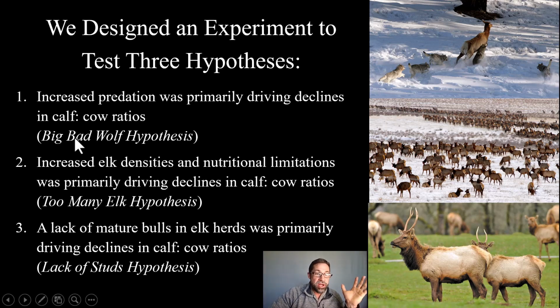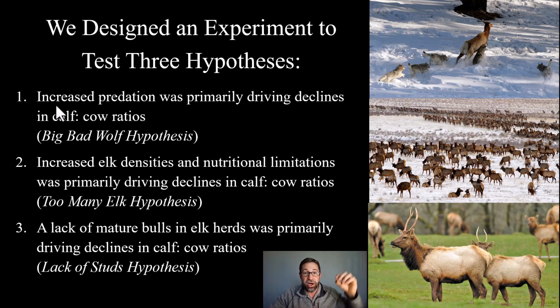Okay, the first that we tested was obviously increased predation. Perhaps elk herds were being regulated from the top down, and predators were suppressing calf elk survival and recruitment, which I called the big bad wolf hypothesis, although it's maybe more than just wolves. The second hypothesis that we tested was perhaps this was an example of bottom-up regulation.